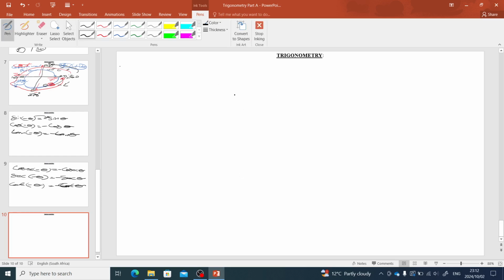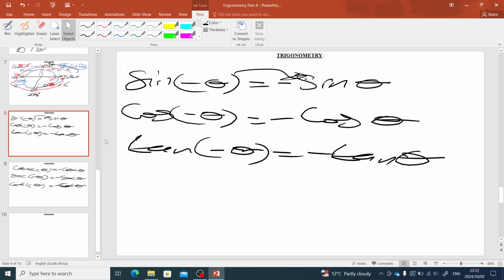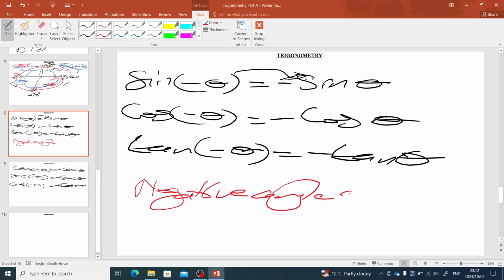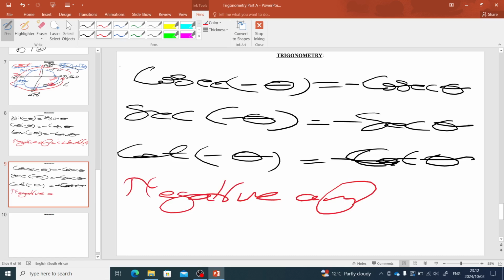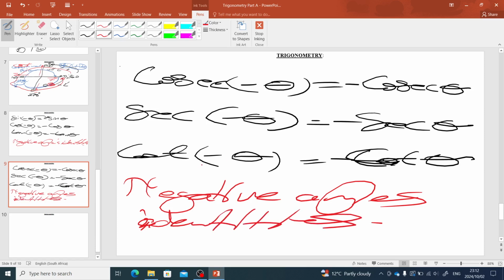Now, let us look at the negative angle identities. I've already touched on them, or rather, that which we did here is called the negative angle identities. All right, that's what they are called.